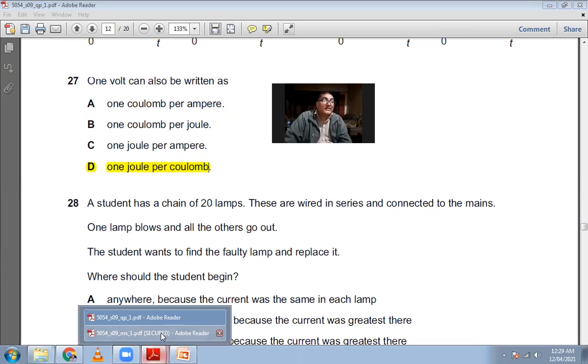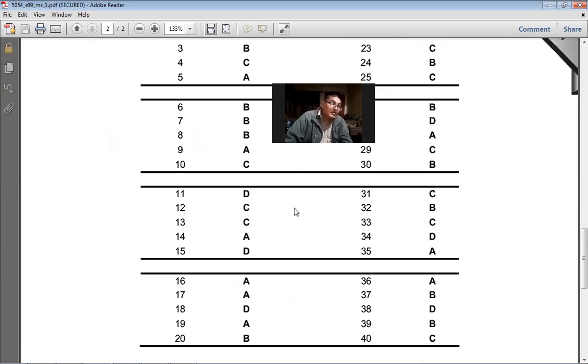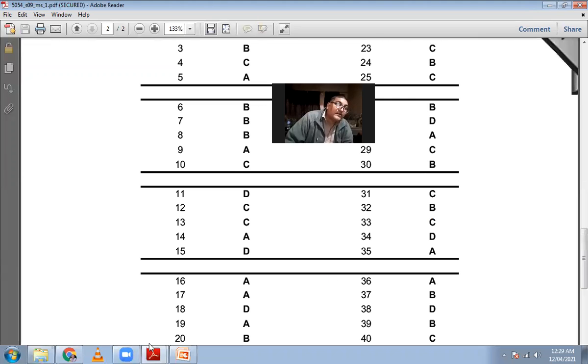Question number 27. Yeah, question number 27, D is the right option.